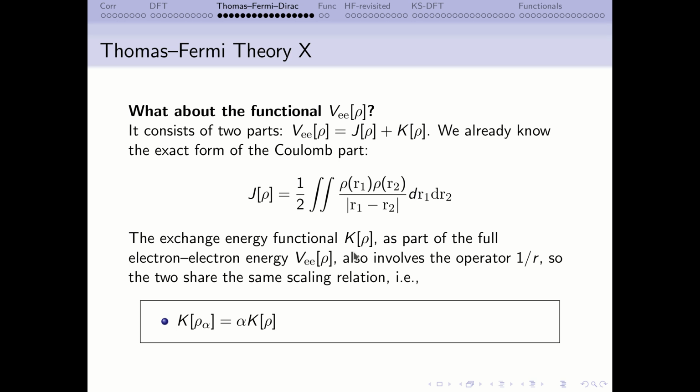What about K? Well, K is part of the electron-electron energy, so it also involves the operator 1 over r. So they share the same coordinate scaling. If K was a functional of a density, then K of the scaled density rho of alpha would be alpha times K of rho, exactly the way the electron-electron energy scaled with alpha.